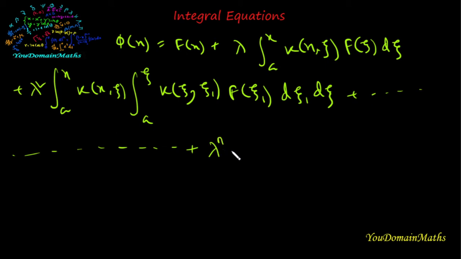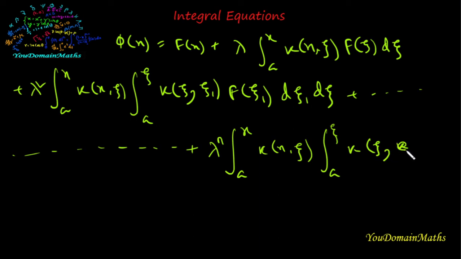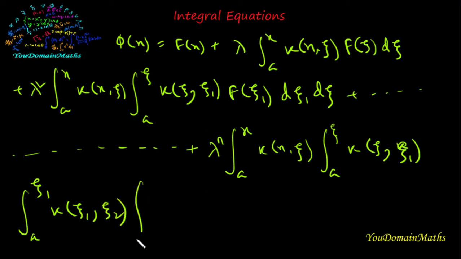And the general term, that means we can write what the general term represents. The general term is lambda to the power n, integral a to x K(x, xi), and a to xi, the integrating variable, where xi is the upper limit, K(xi, xi1), and the third integral a to xi1 K(xi1, xi2) and a to xi2 K(xi2, xi3).